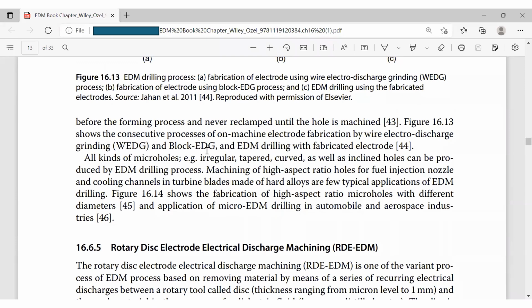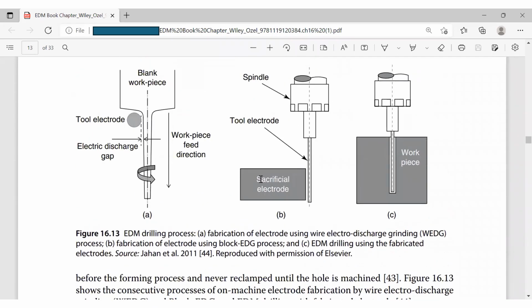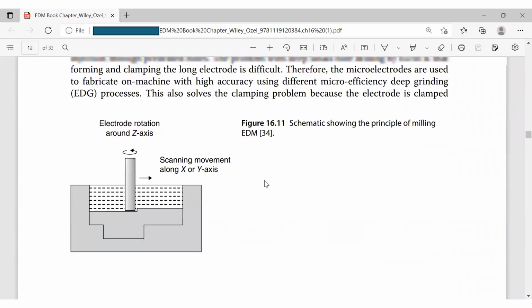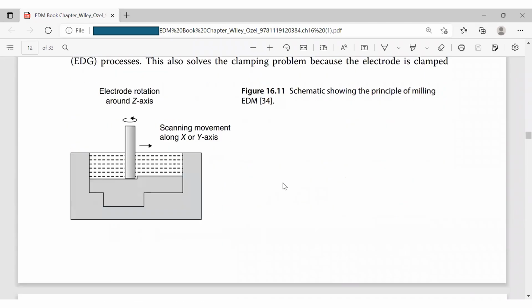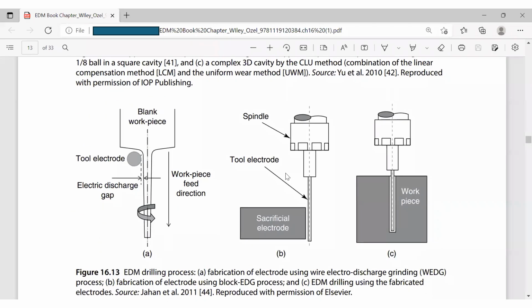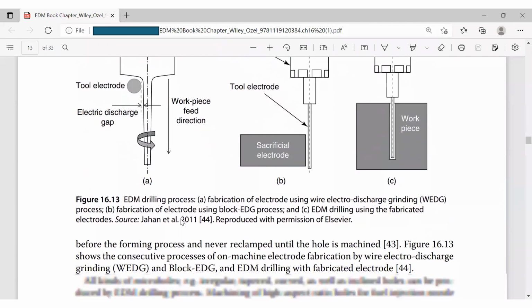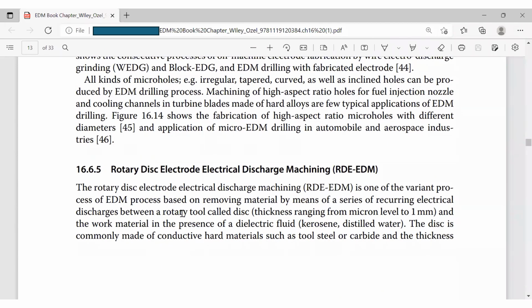And my bottom line is that you know what EDM drilling is, what the engineering applications of EDM drilling are, and how to build this EDM drilling electrode. Questions for EDM drilling?